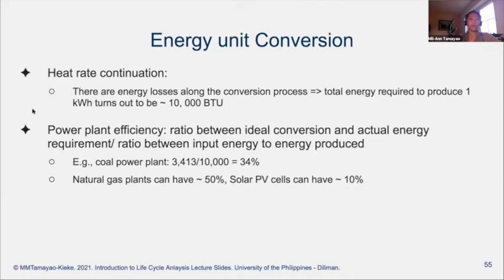So the idea of power plant efficiency is the ratio between the ideal conversion and the actual energy requirement, or the ratio between input energy to energy produced. So for example, for the coal power plant, you have 3,413 divided by 10,000, which is 34%. That's the power plant efficiency. For natural gas plants, they can have about 50%. For solar PV cells, it's low, actually around 10%, but I think this number has increased.